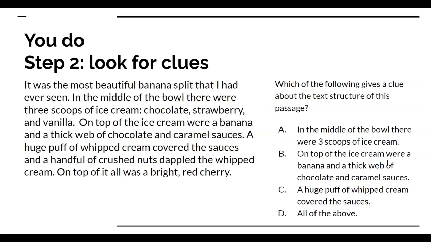Step number 2 is to look for clues. I am not giving you the clues, but I do have some multiple choice options here to see if you can figure out which one of these statements from the text is a clue that might reveal the text structure. Is it option A, in the middle of the bowl there were 3 scoops of ice cream? B, on top of the ice cream were a banana and a thick web of chocolate and caramel sauces? C, a huge puff of whipped cream covered the sauces? Or is it D, all of the above? Go ahead and select your answer now.